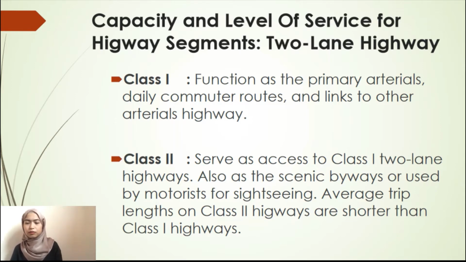There are two classes of two-lane highways. They are defined according to their function in the following manner. Class 1 is the two-lane highways that function as primary arterials, daily commuter routes and links to other arterial highways. Motorists' expectations are that travel will be relatively high speed.